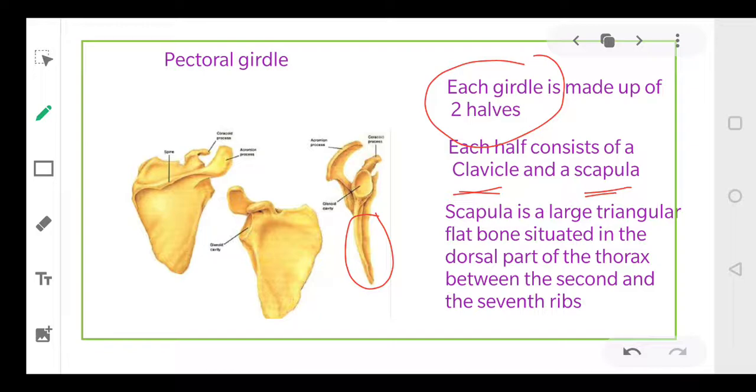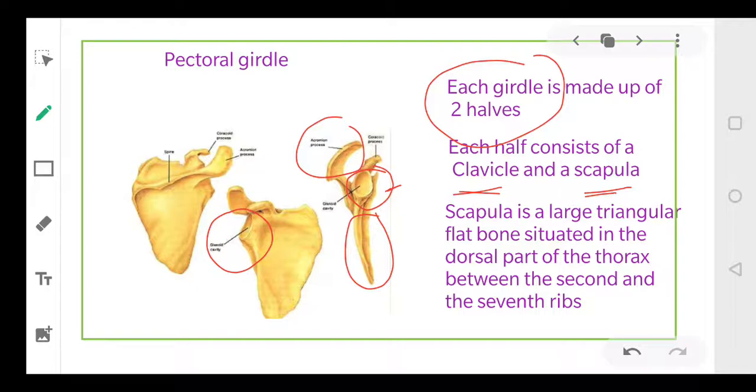This acromion process, the clavicle will articulate with it. Below the acromion there is a small cavity which we call the glenoid cavity. And this cavity will articulate with your humerus bone. Okay, this glenoid cavity that you can see here articulates with your humerus bone. Clear? Okay.